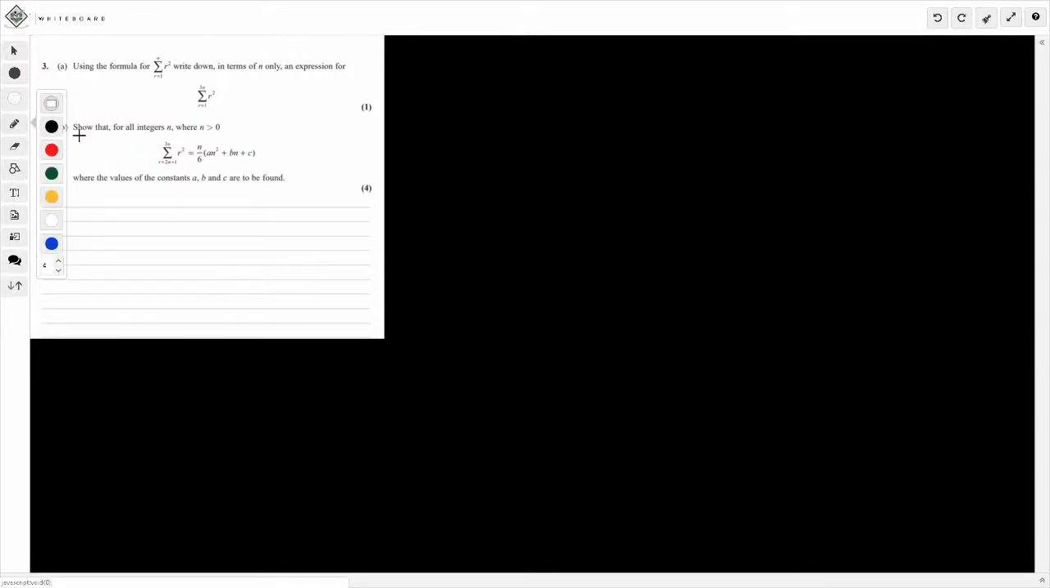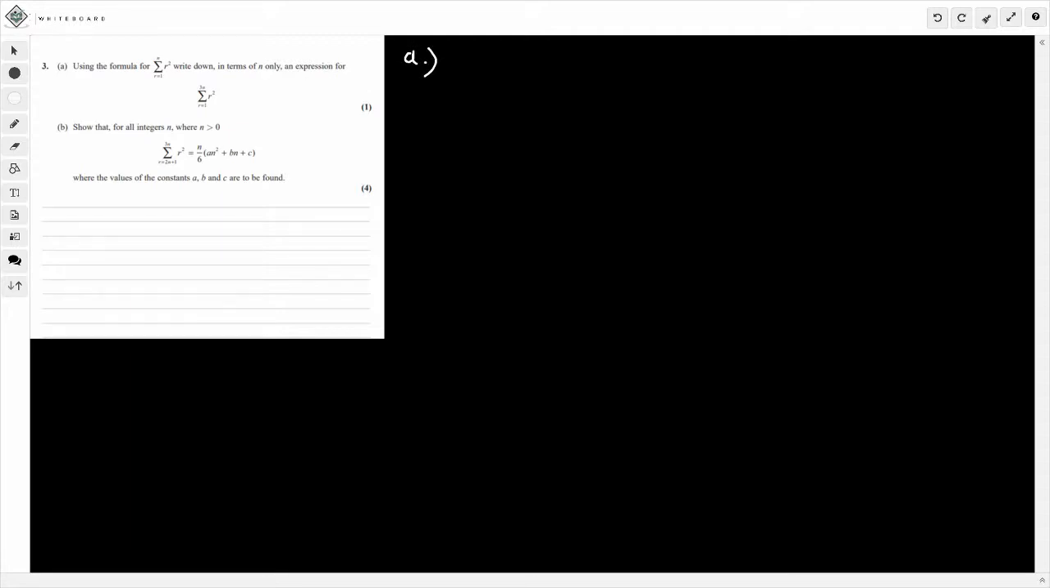So this is question 3. So today on this question we're looking at summations and finding certain sequences. For part A, we're asked to use the formula for the sum of r squared from r is 1 to n, and write this in terms of n only from r is 1 to 3n of the same summation. So taking a look at this, how can we do this?